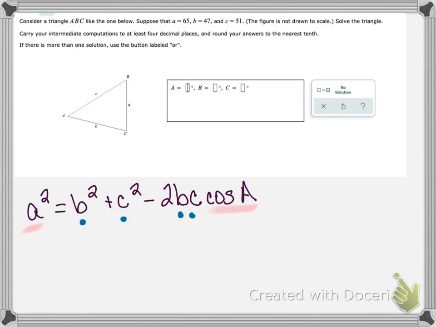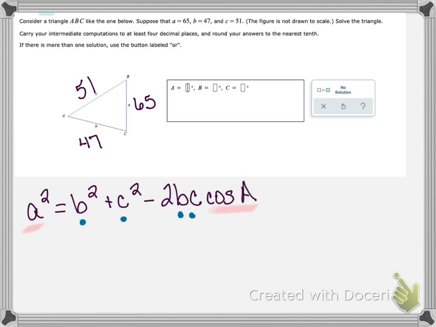In this problem we are given the length of each side, so I'm going to go ahead and write that down. For A, I've got 65 is the length of the side. For B, I've got 47. And for C, I've got 51. Okay? And so, again, we don't have a proportion here. We don't have an angle and its corresponding side. So that is why we are using the law of cosines and not the law of sines.